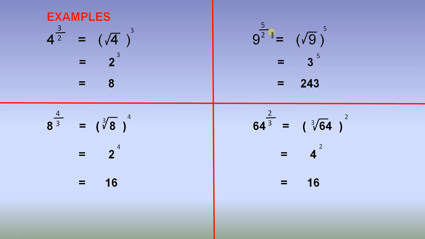9 to the power of 5/2 is the square root of 9, because of that 2, all raised to the power of 5. The square root of 9 is 3, to the power of 5 is 243. 64 to the power of 2/3 is the cube root of 64, because of that 3, all raised to the power of 2, or squared, because of that 2. The cube root of 64 is 4, 4 squared is 16.